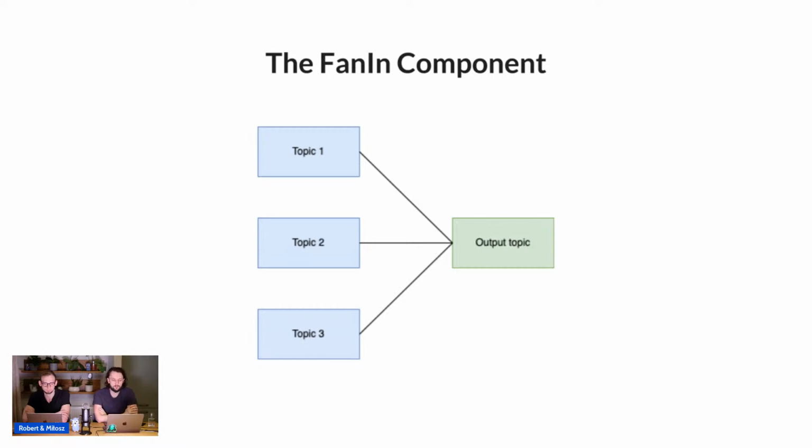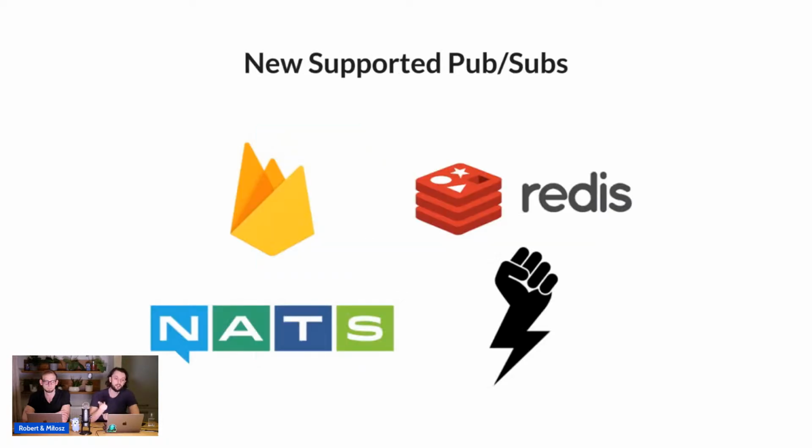So I can imagine that it may be useful in situations when, for example, you have multiple topics and you would like to later stream this data to some data lake like BigQuery or Hadoop. And it may be pretty useful that you are providing a list of the topics that should be listened to, and this will be dumped to this output topic. So this is this one. And also new supported PubSub.